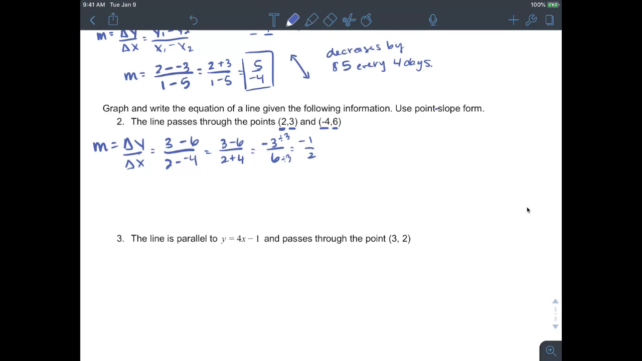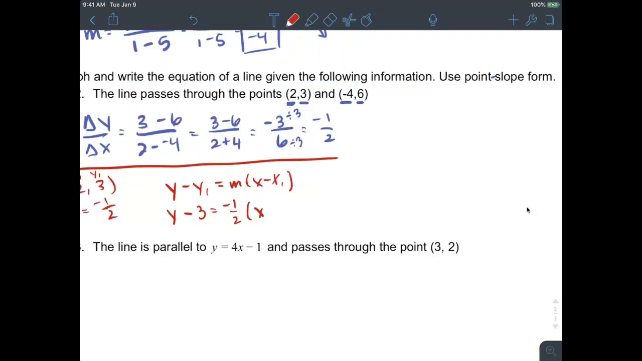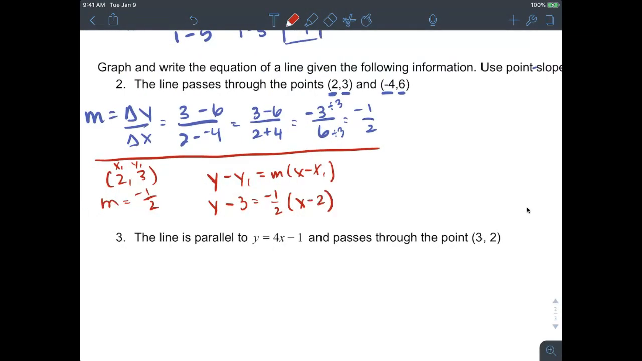You guys get to choose your point, whichever one you'd like to use. So I'll do them both. Let's use our point (2, 3) and our slope of negative 1/2. This is my x1, y1. I'm going to use the formula y minus y1 is equal to m times x minus x1. So y minus 3 is equal to the slope, negative 1/2, times x minus 2. That's one version of point slope.